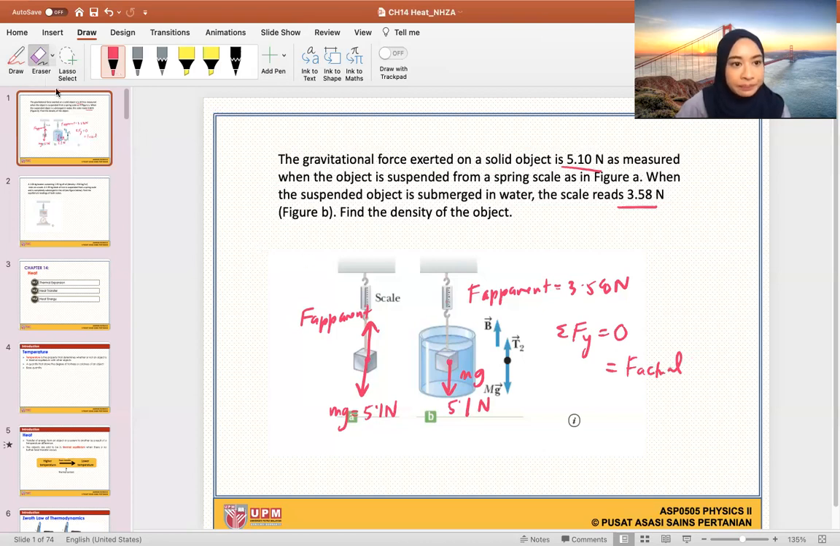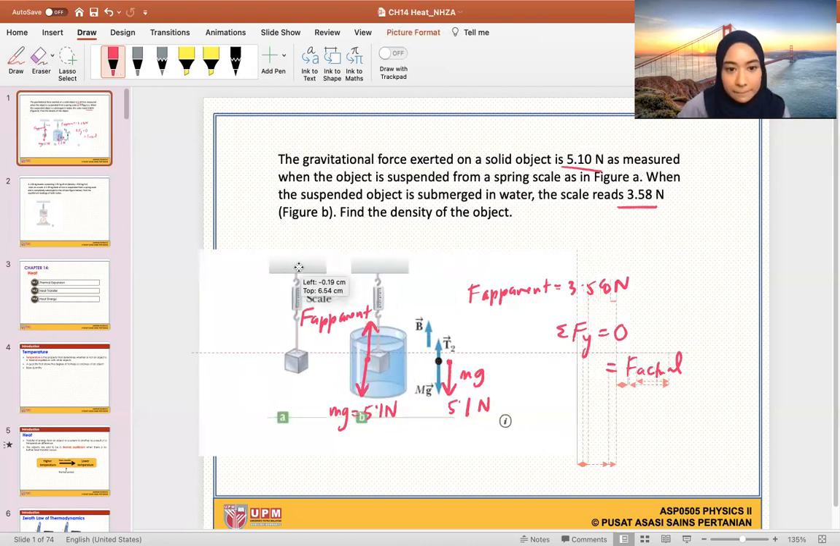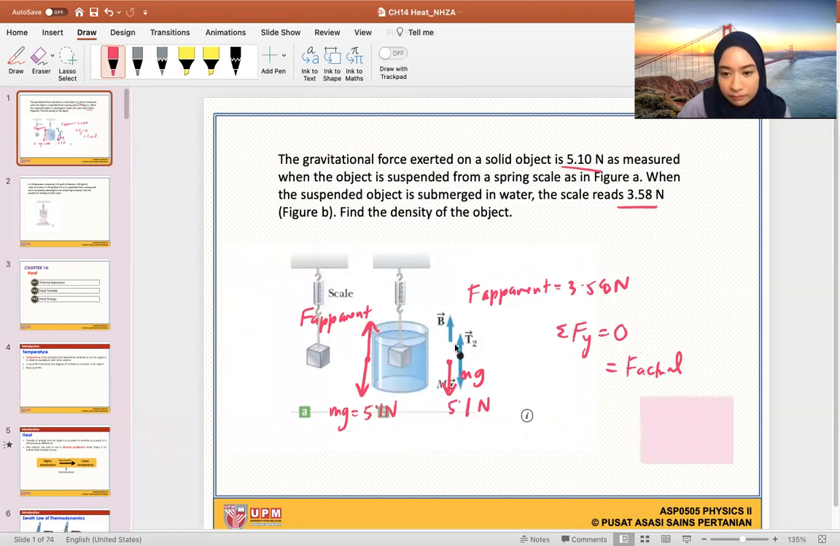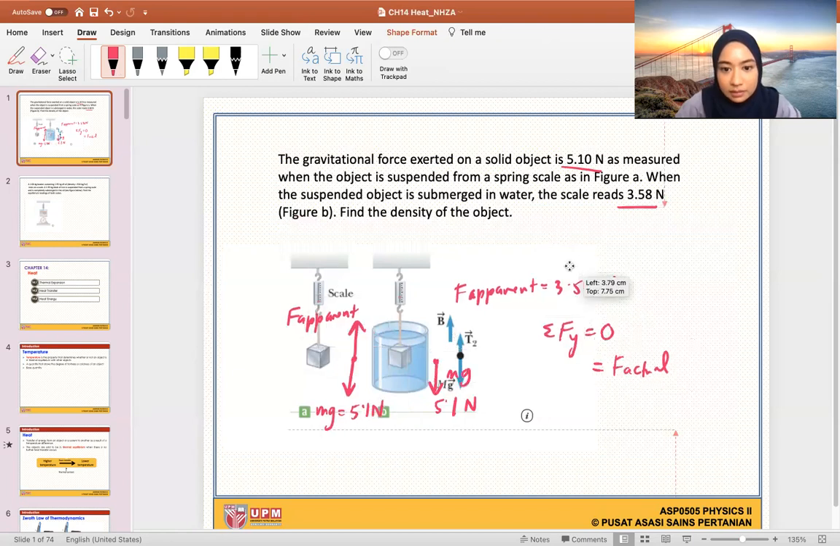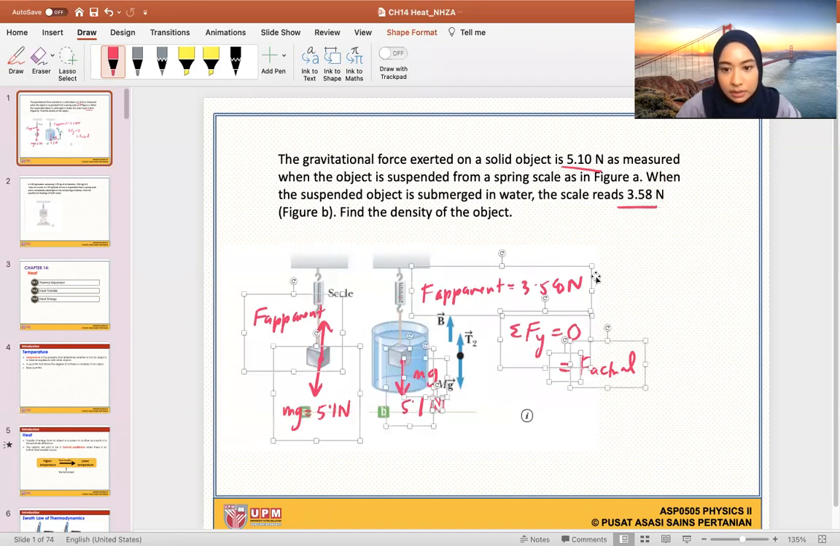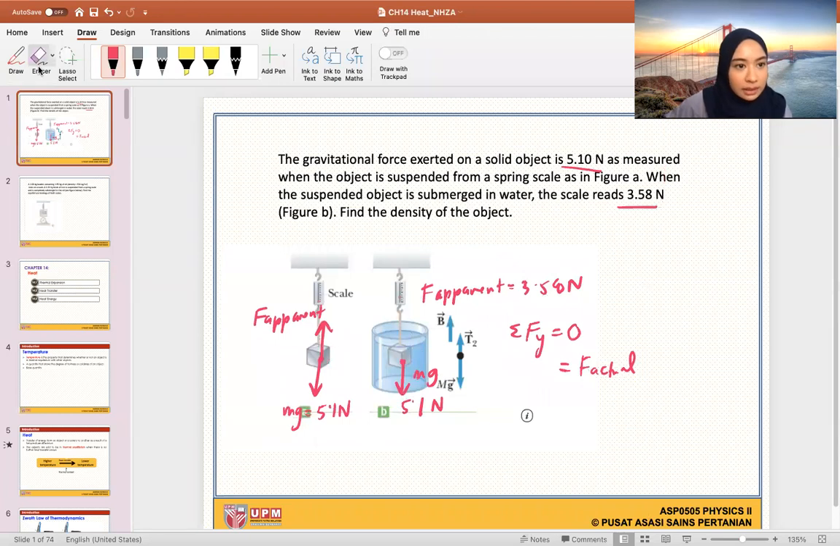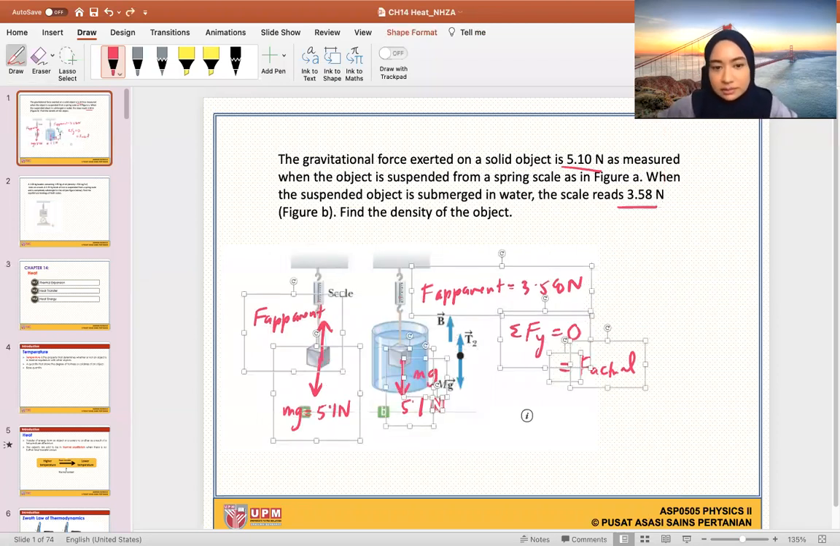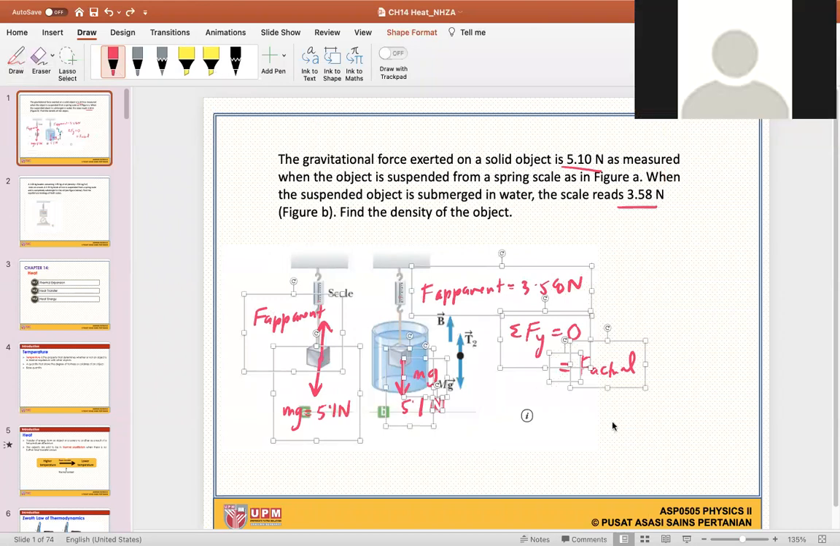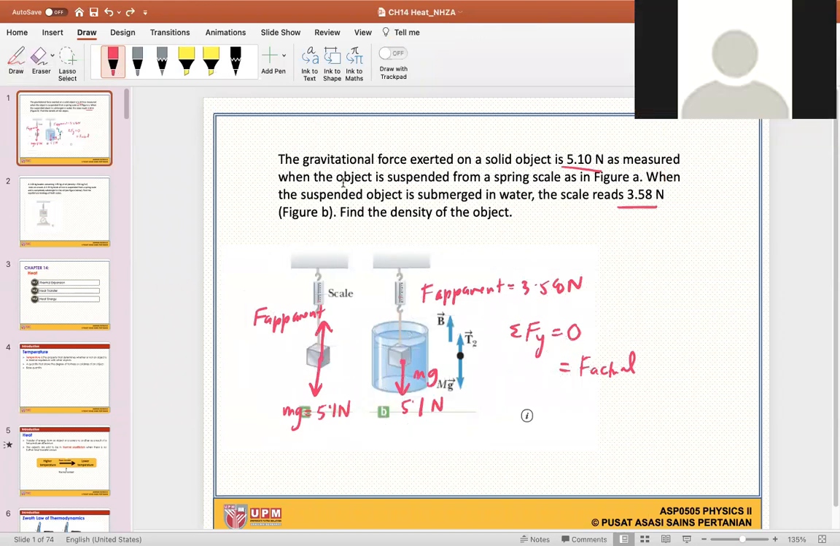Sekejap, silap. Okay, hopefully that is more, I can write better. Okay, so it means that F actual going down. So F actual is going down, right? Silap. Sorry. Okay. Okay. Cooperate with me, please.